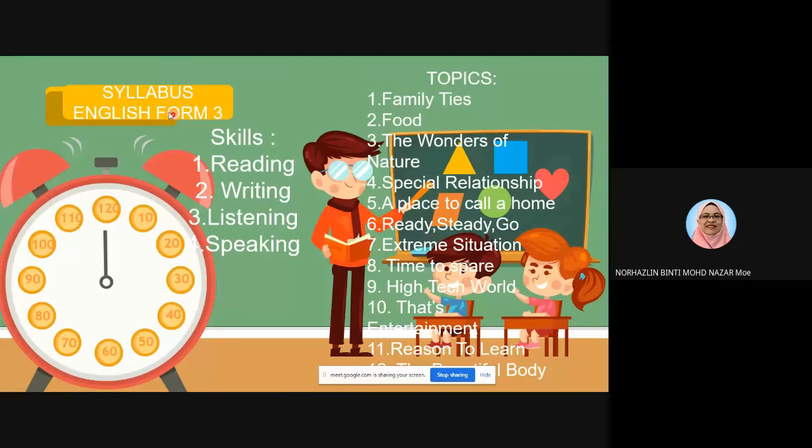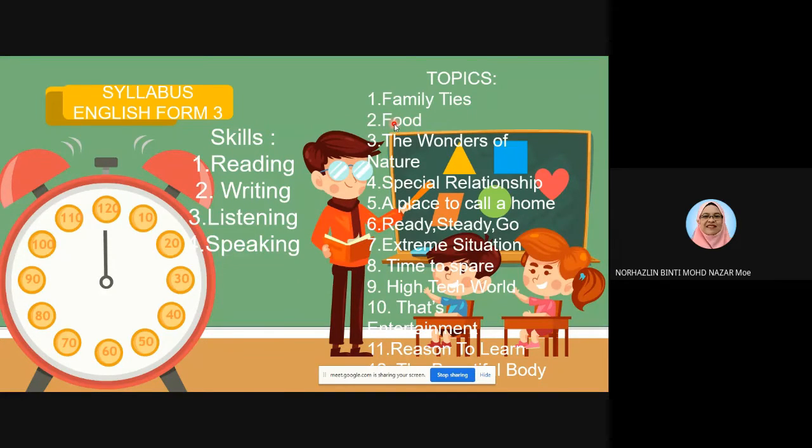Syllabus, English syllabus for Form 3. Number one, today you're going to study about family ties. Okay, the first skill we do today is reading. Family ties, about family: how many family members, who are the family members. You have to describe the photos.